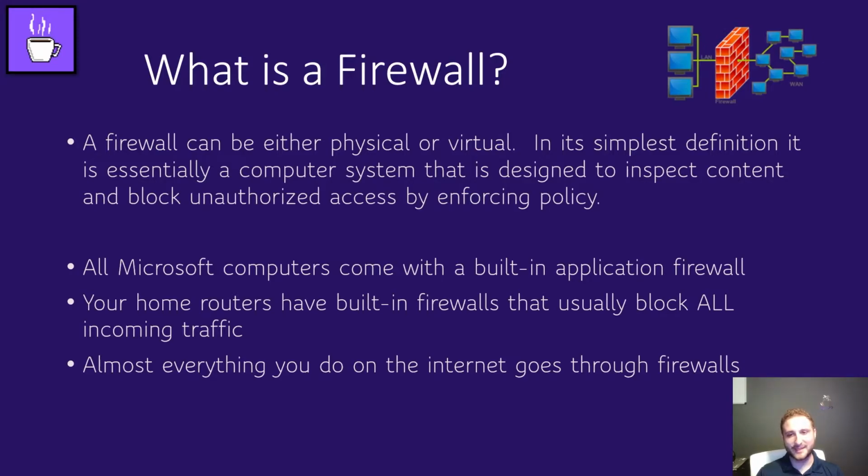And so just some quick examples I can think of, right? So every Microsoft computer, right? Think of your computer with Windows 10, or whether it be a Windows 7 computer, pretty much every Microsoft computer operating system has come with a built-in application firewall. Your home routers all have built-in firewalls, and usually they're blocking all incoming traffic. So essentially, if you have a wireless home router that you just set up out of the box and maybe you created a Wi-Fi password, that is actually most likely acting as a firewall, and it's blocking all incoming traffic, but it's allowing all outgoing traffic. And so if you really think about it, almost everything you do on the internet, right, goes through a firewall.